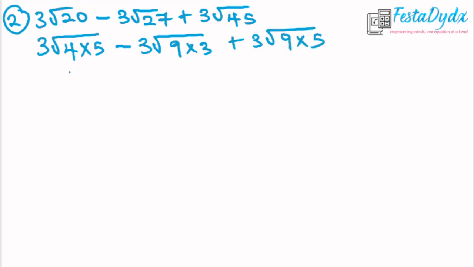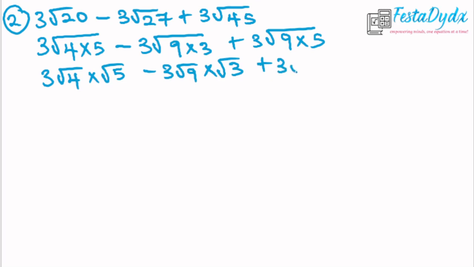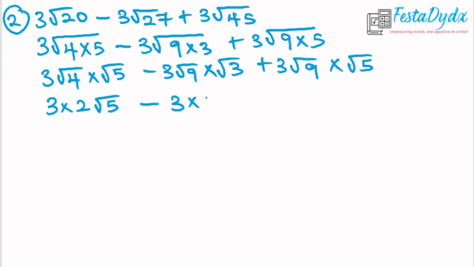Now let's split the surd. 3 root 4 times root 5 minus 3 root 9 times root 3 plus 3 root 9 times root 5. So look for the square root of the perfect square. 3 times root 4 is 2, so 2 root 5, minus 3 times the square root of 9 is 3, so 3 root 3, plus 3 times the square root of 9 is also 3, then root 5.